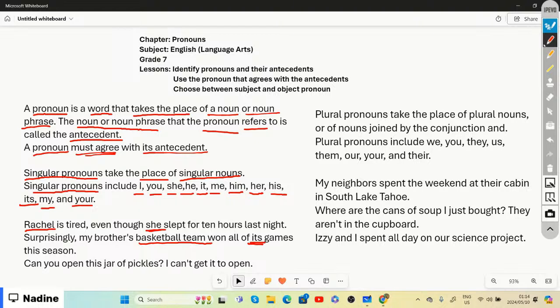And then we have another example which says, can you open this jar of pickles? I can't get it to open. So we're referring to, can you open the jar of pickles? The jar of pickles, right? I can't get it to open. So it refers to the jar of pickles.